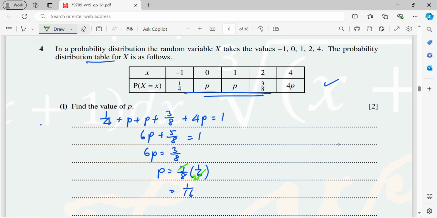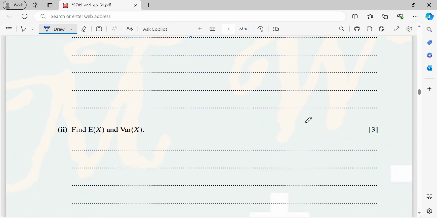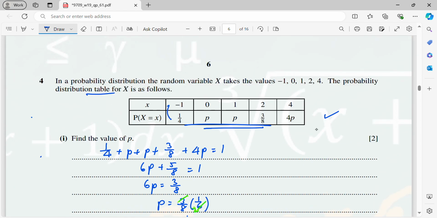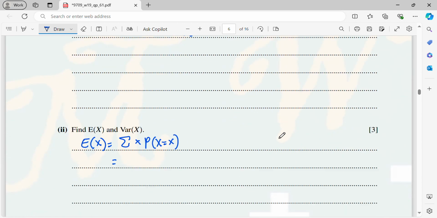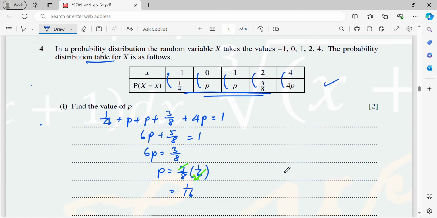Okay, done for the first part. Now, find E(X) and variance of X. So I will change my P into 1 over 16 now. So the E(X) is basically the summation of X times P. So that means now you need to multiply the X with the P before you get the sum. Just multiply all of this. So minus 1 times 1 over 4. The 0 can be ignored, no need to calculate. Okay, then 1 times P. So your P is 1 over 16.